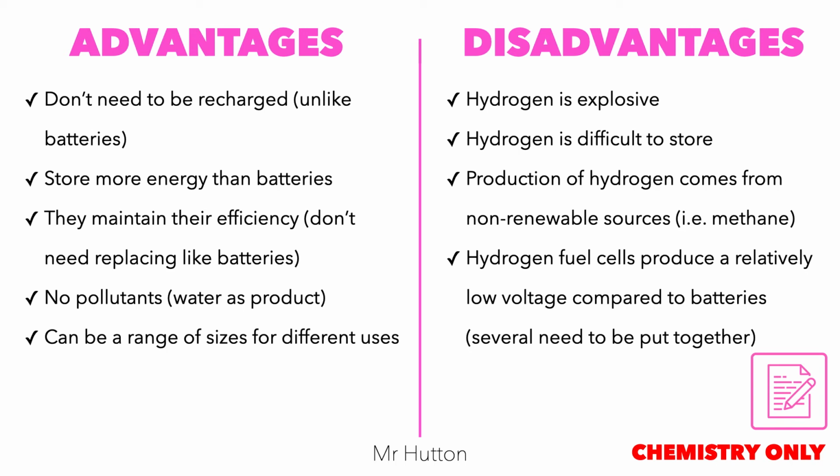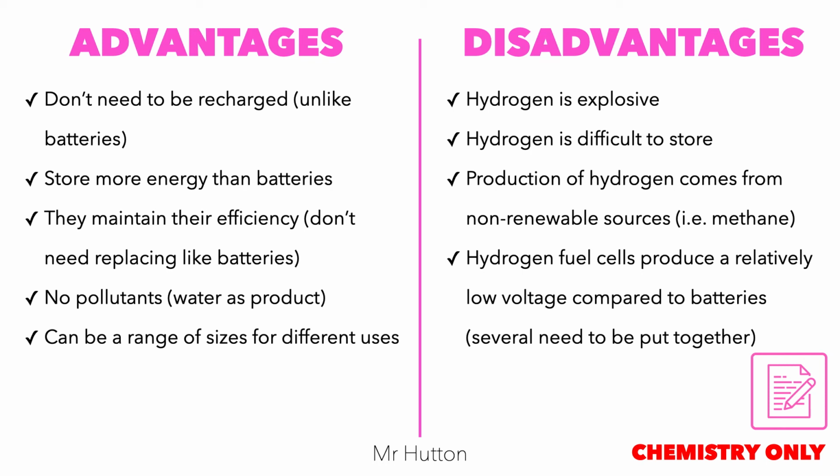So the disadvantages: hydrogen is explosive. Really, really explosive. So there's the danger that if there are accidents and the hydrogen vessel becomes compromised and there's a flame, then we could have a large explosion. And it is difficult to store as well. Again, under high pressure, that's really quite dangerous, and that could lead to explosions too.